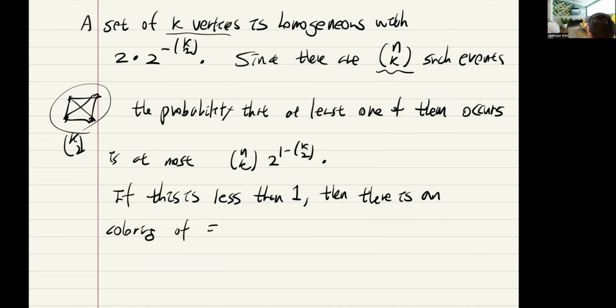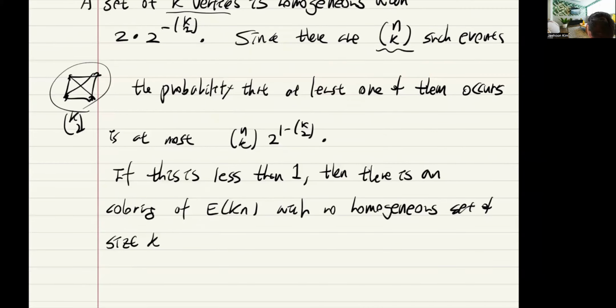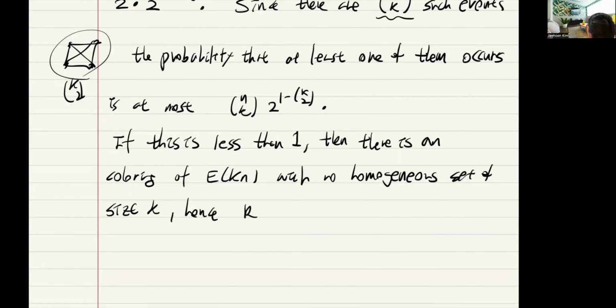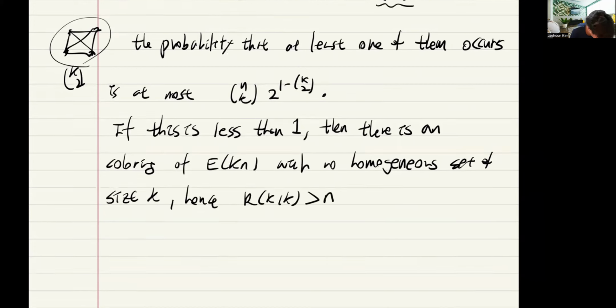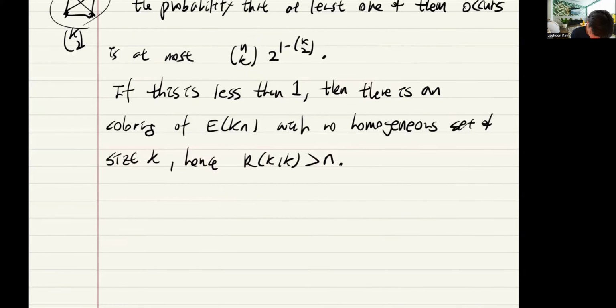Coloring of the edges of Kn with no homogeneous set of size k, as we conclude that this is bigger than n. Then how do we choose n to make sure that this is more than 1?